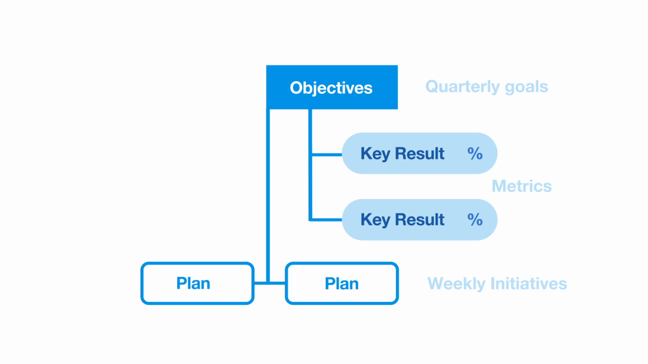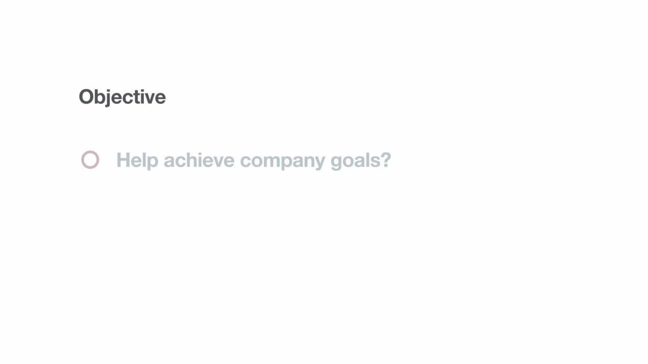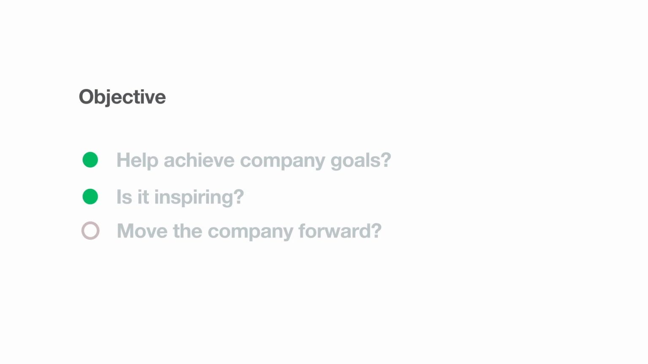Before writing an OKR, you need a good understanding of what you want to accomplish. First, focus on your objective. Think of the potential objectives you'd like to accomplish this quarter, and ask yourselves the following questions. Does the objective help achieve company goals? Is the objective inspiring? Does the objective move the company forward? Is the objective time-bound? And is the objective set for the end of the quarter or for the end of the year?